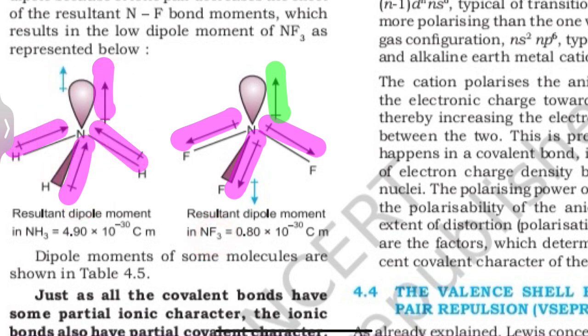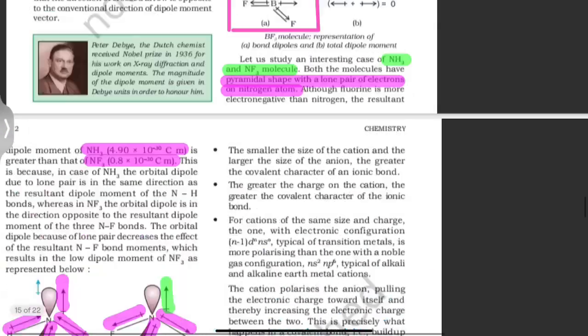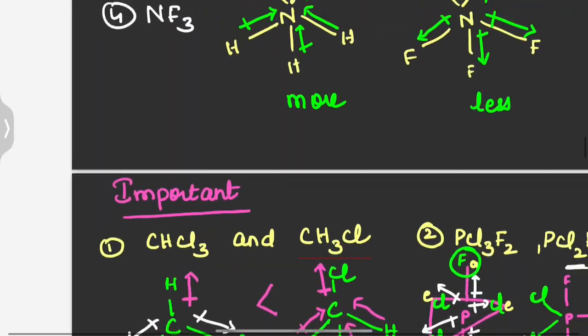Whereas in NF3, you can see for the fluorine atoms it is in this direction, and for the lone pair of electrons it is in the opposite direction. So here it will cancel, since they are in opposite directions. These three result in this direction, so some amount of dipole moment will be cancelled. Therefore the value is going to reduce. For ammonia 4.90, for NF3 it is 0.80. Don't remember the values, just remember that the dipole moment of ammonia is more than that of NF3. This is what we saw in the first question.